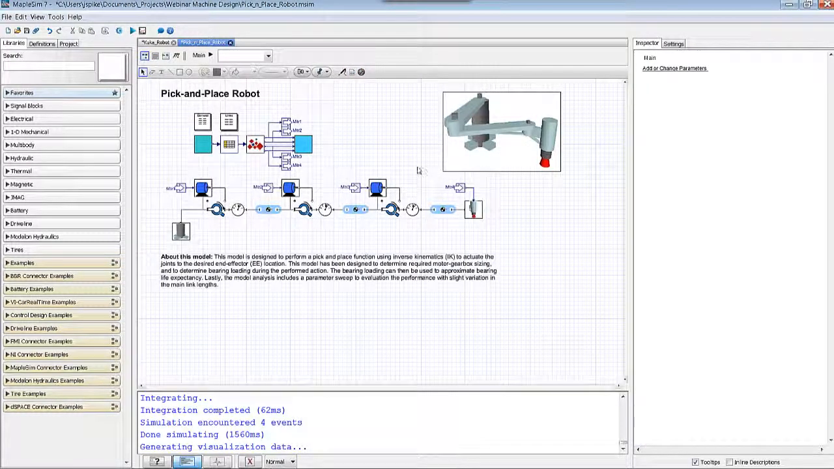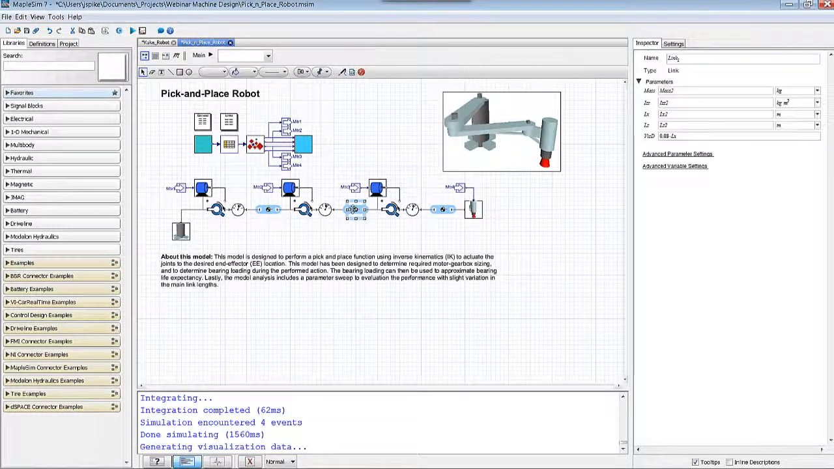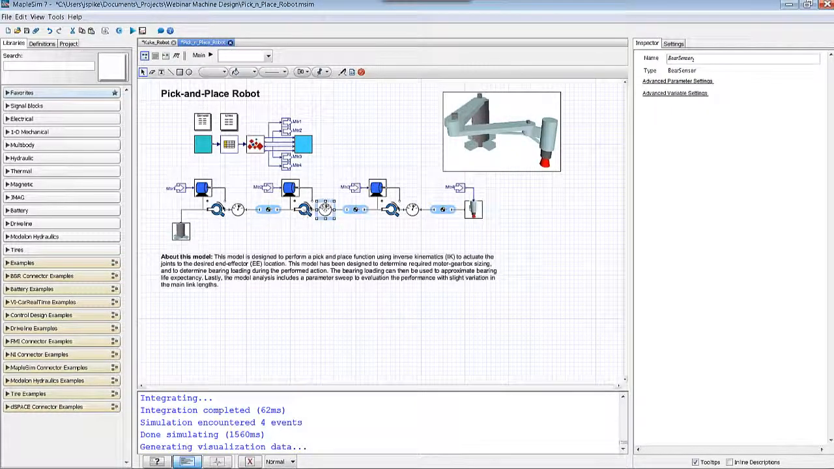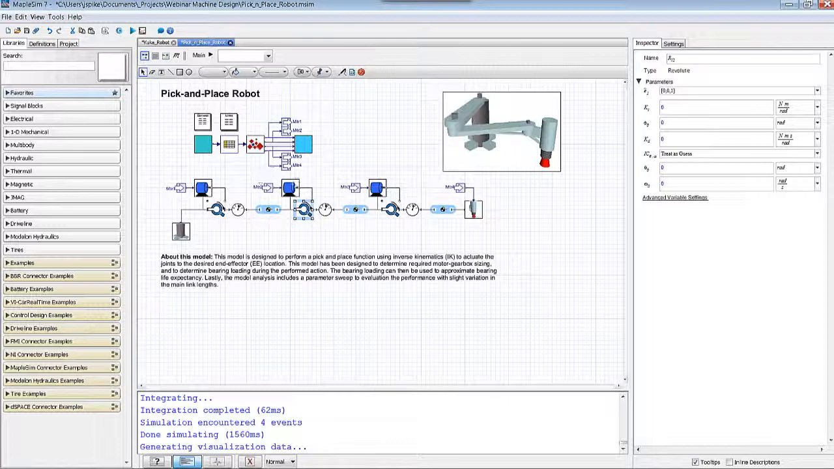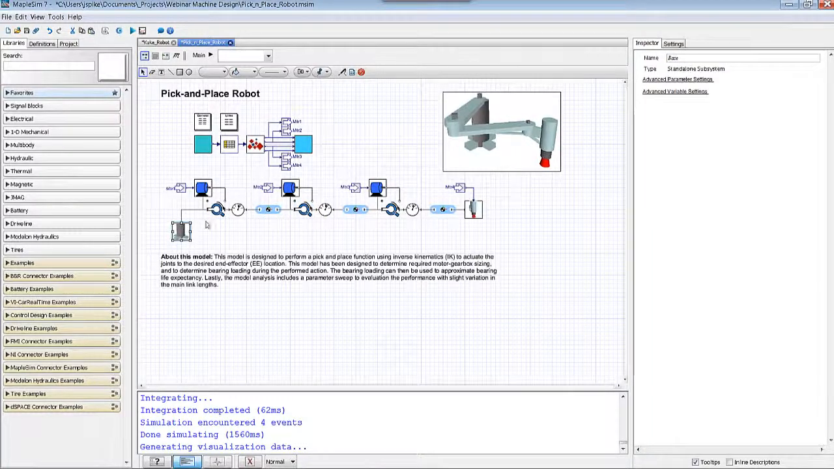Going back to the top level of the MapleSim model, we can see that general structure is again repeated with the link, our bearing sensor, our degree of freedom, and motor. And once again we repeat it for the base link, and we have our base platform.